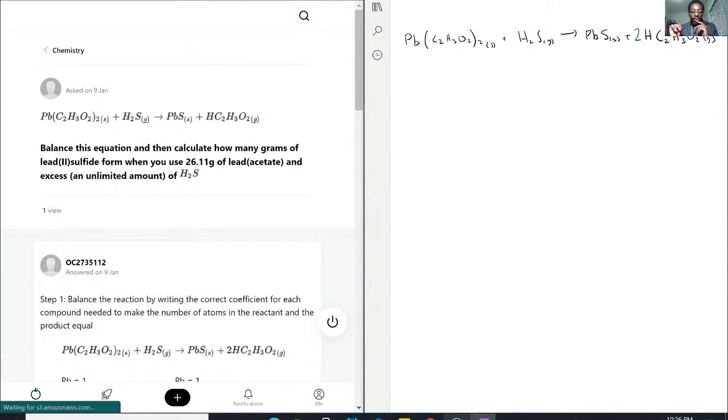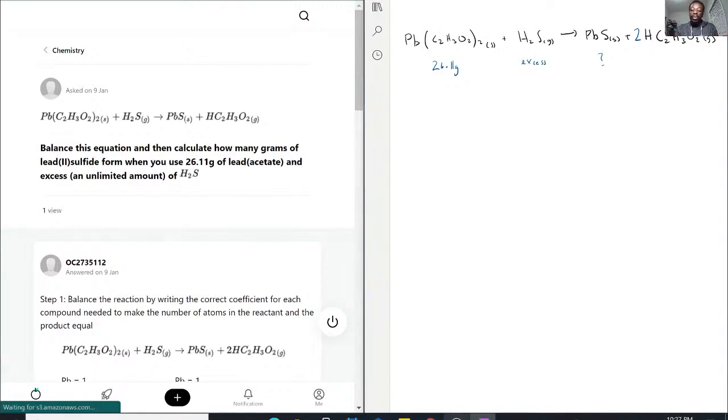And now they're asking us how much lead sulfide forms when we use 26.11 grams of lead acetate, and an excess amount of H2S. So that just says excess, and they want to know how much of the lead(II) sulfide. Okay, so with this being said, we need to first convert this to moles. Then we do the mole ratio. Luckily for us, it's 1 to 1. And then we convert that back to grams again.